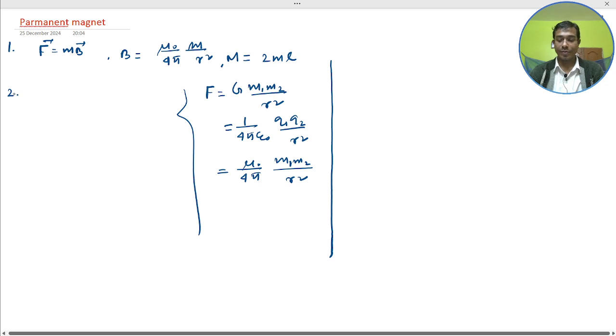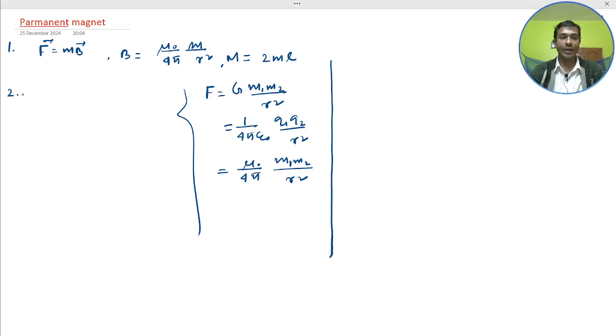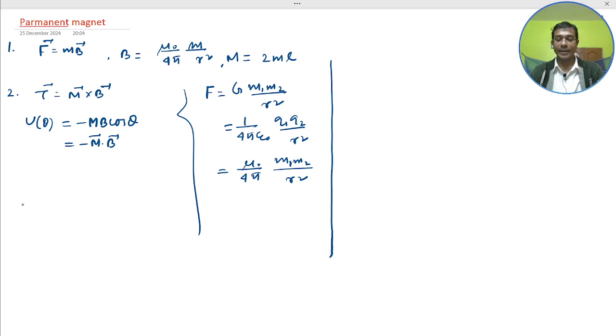Now, the torque on a bar magnet placed in a magnetic field is defined as τ equal to M cross B, and at an angle θ, the potential energy would be minus MB cos θ, so minus M dot B. This formula is very important. Expression for time period: ω is equal to root over MB by I. This is the most important case, MB by I, and the time period is 2π by ω. Just put this value: 2π root over I by MB.